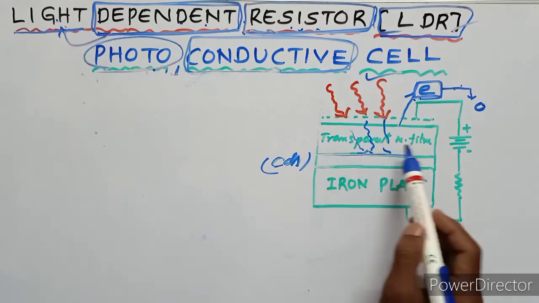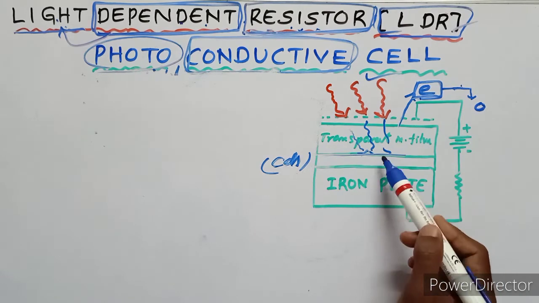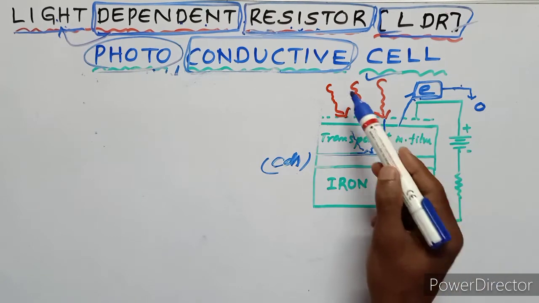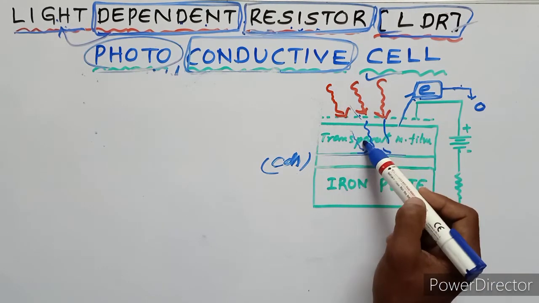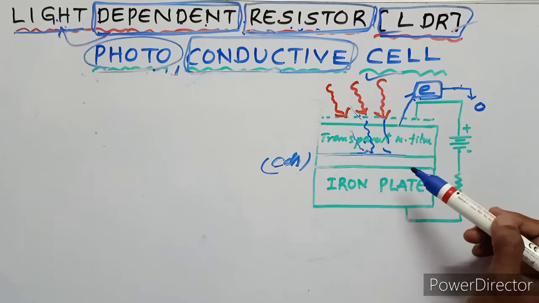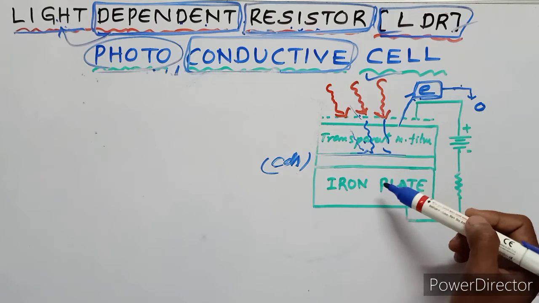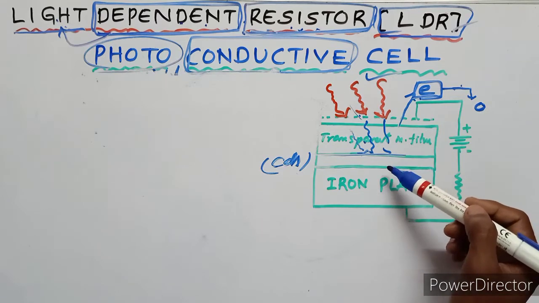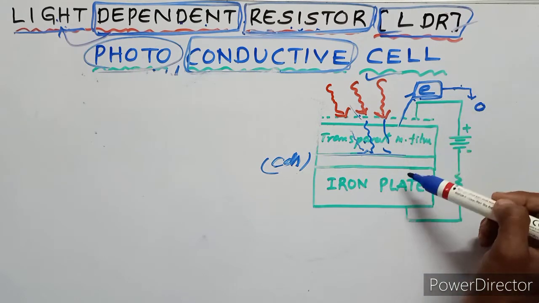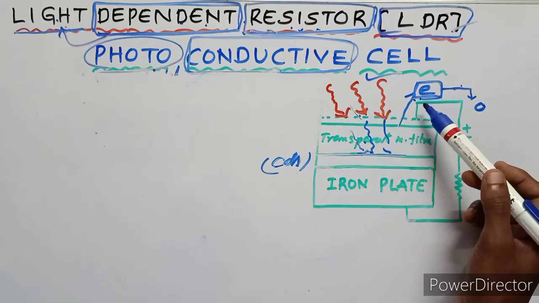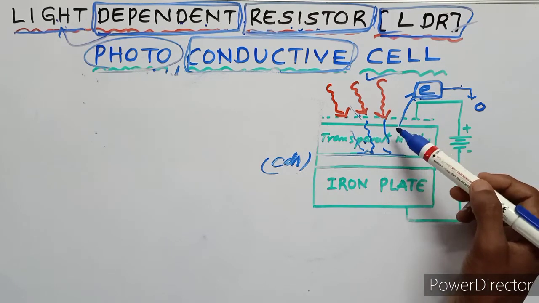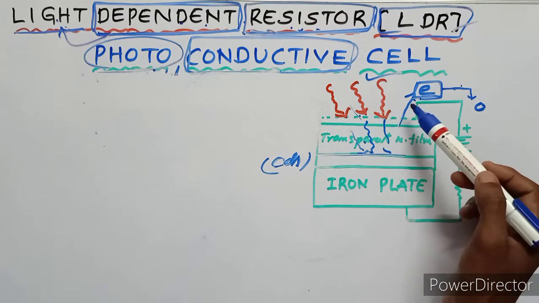Thin film cadmium sulfide is deposited on one side of an iron plate and placed below a transparent foil of the metal. When light radiations of sufficient energy fall on the transparent film, the resistance of the CdS layer is reduced, as conduction is increased. Because one electron is emitted and a hole is created, the pair allows the current carriers.